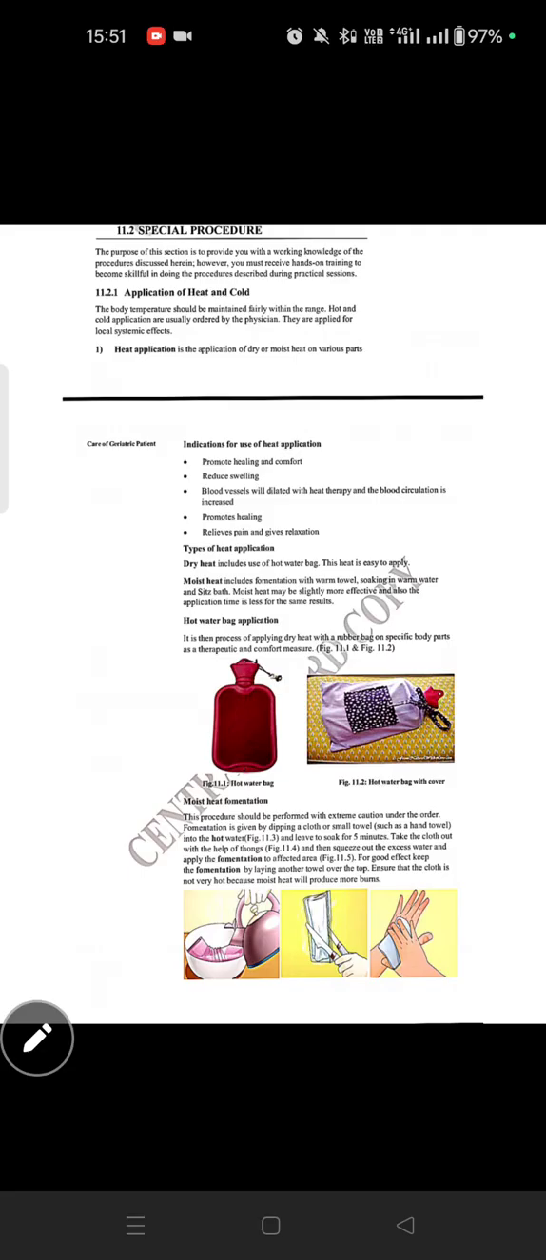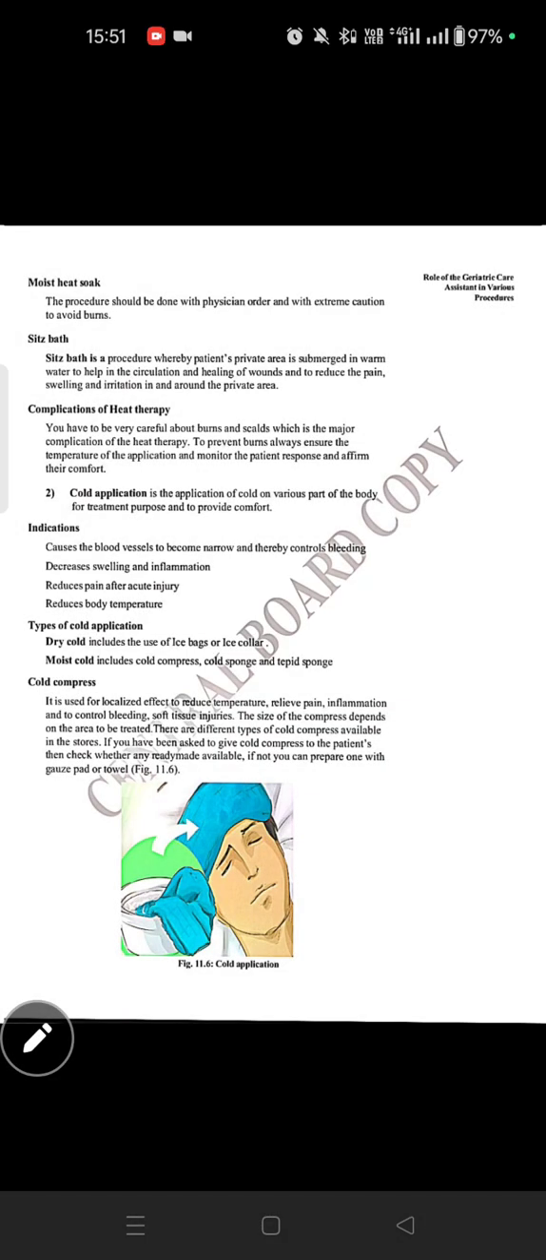Then moist heat we can give externally, otherwise internally we can give steam, moist heat, then sitz bath. That is another good effect for all the conditions, so that's why we give moist heat. Then we have the sitz bath procedure. In warm water we can add some Betadine or Dettol, but it should not irritate your skin. If your skin is irritated, a wound will happen. So you can give moist and mildly warm water.